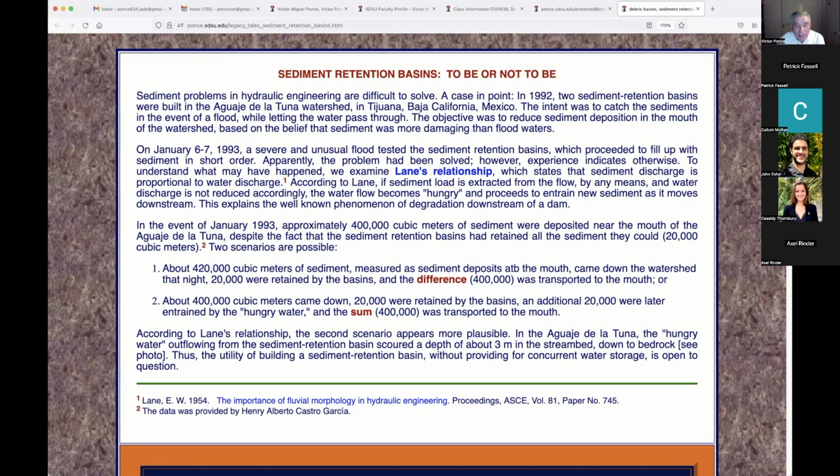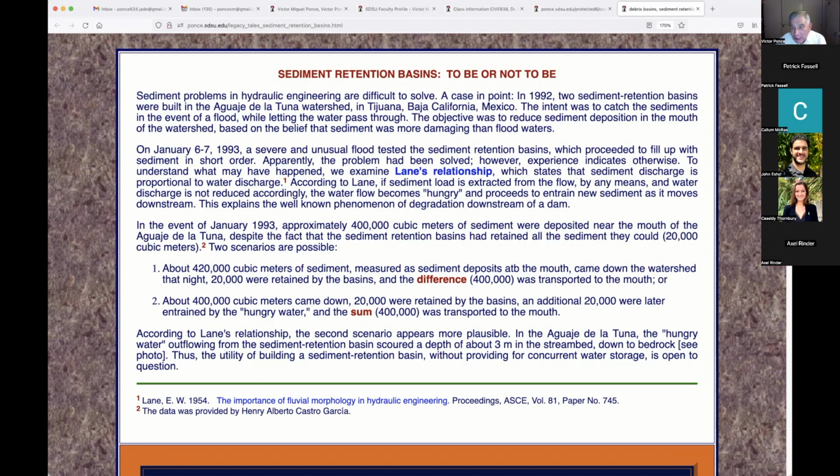On January 6-7, 1993, almost 30 years ago, a severe and unusual flood tested the sediment retention basins, which proceeded to fill up with sediment in short order. I wasn't there, but I was told that the retention basins had been built to hold onto the sediment, and the sediment was held by the retention basins. Apparently, the problem had been solved.